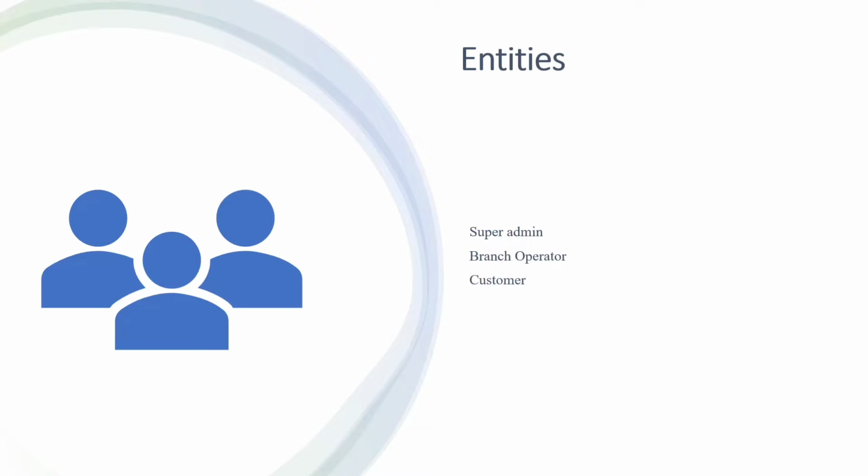Next is the branch operator. He solely has the power to insert a new order or edit an ongoing order. So he can just place an order and edit the status of an order. That's it. A customer merely gets a tracking ID that he can use to track his order. All right, so without wasting any time, let's go to the web application now.